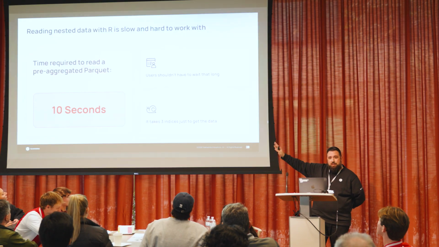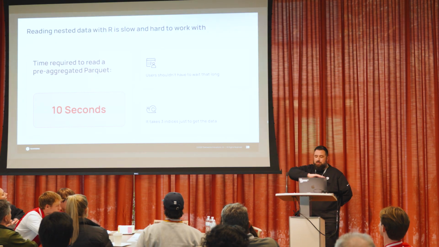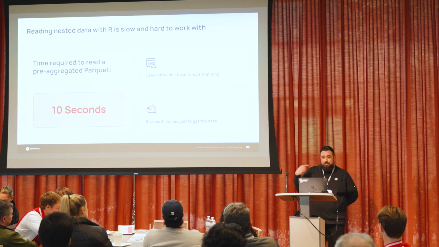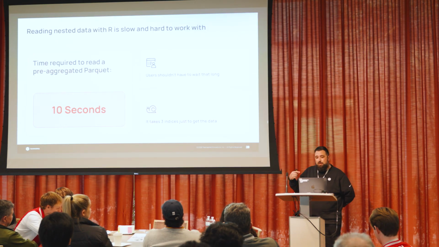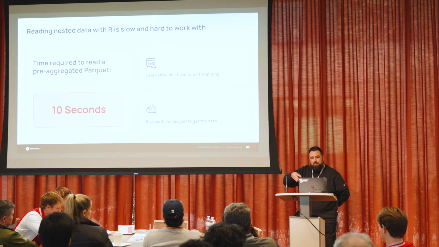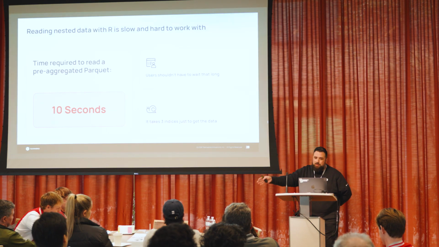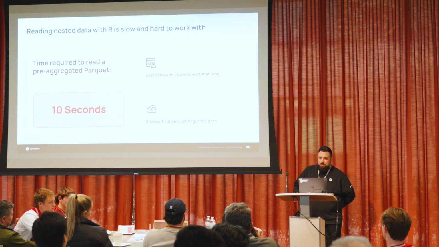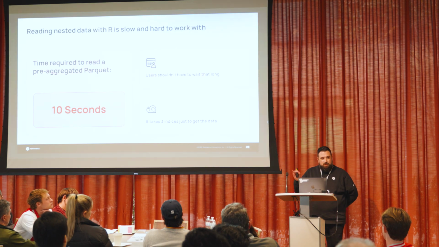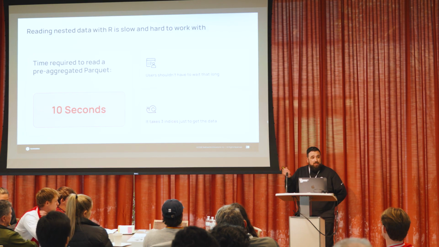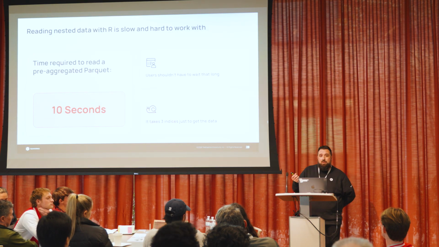So those pre-aggregated Parquet files that might be, one player per season, just reading the file takes about 10 seconds with R, because it wants to convert the nested data into a column of data frames. And then it ends up being pretty slow. We don't want our users to have to wait 10 seconds, right? If you open up Instagram and it took 10 seconds to load, you would think something's wrong, it's broken.